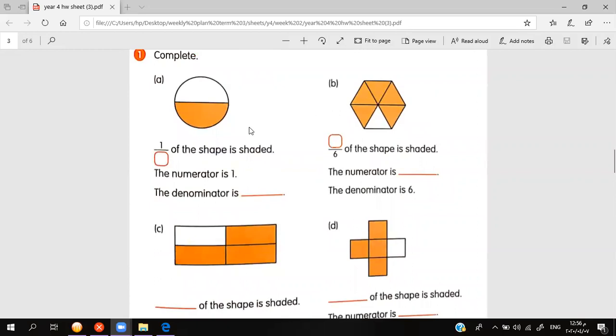Okay. Here, what fraction of the shape is shaded? 1. 1 from how many here? 1, 2. So 1 from 2 parts. 1/2. Numerator, which is up, is 1. Denominator, which is down, is 2. Here, which fraction of the shape is shaded? Let's count. 1, 2, 3, 4, 5. 5 from the 6 is shaded. Numerator, which is up, is 5. The denominator is 6.